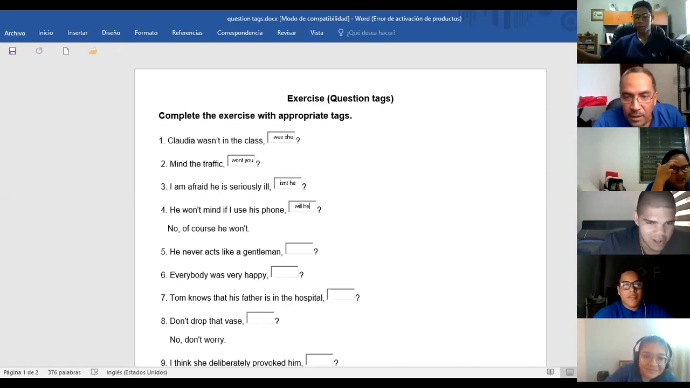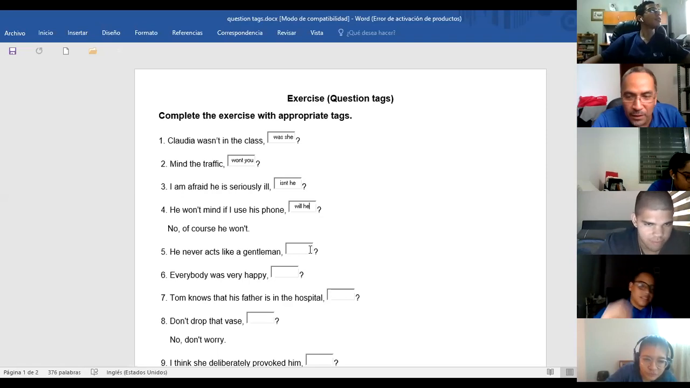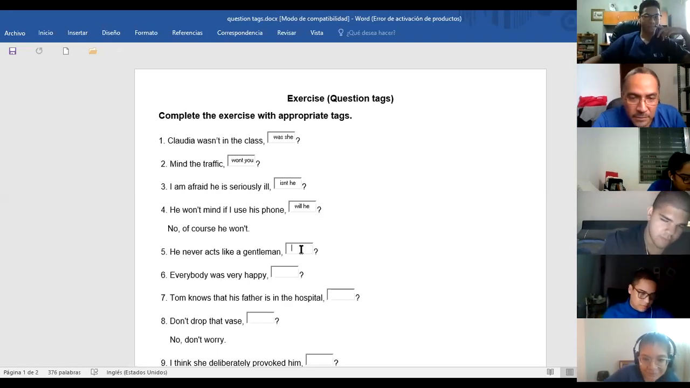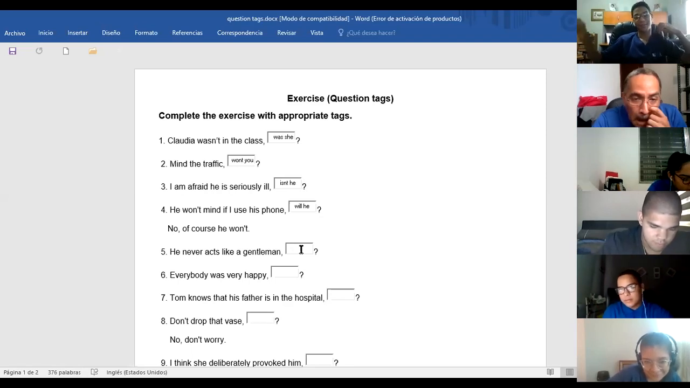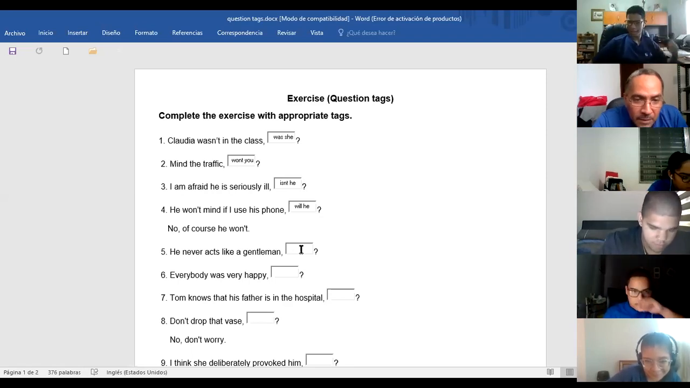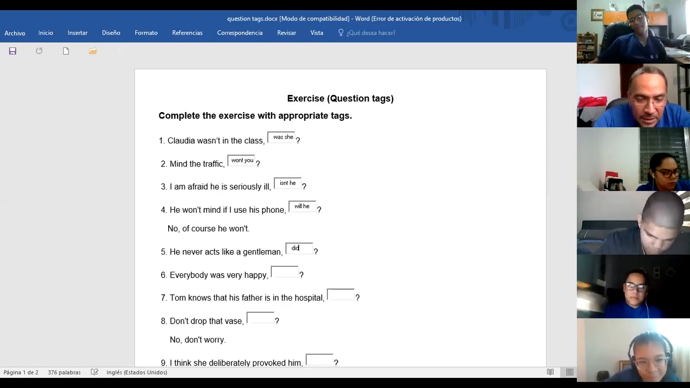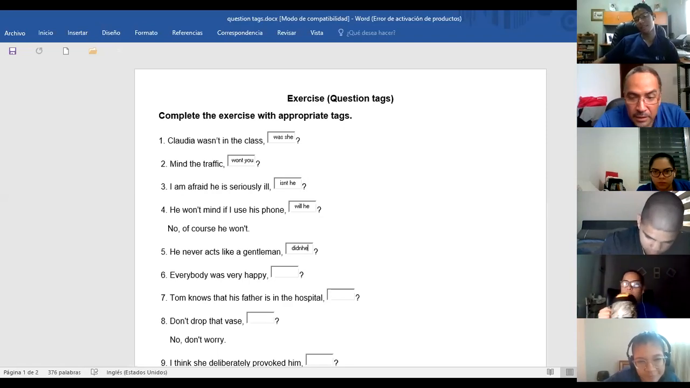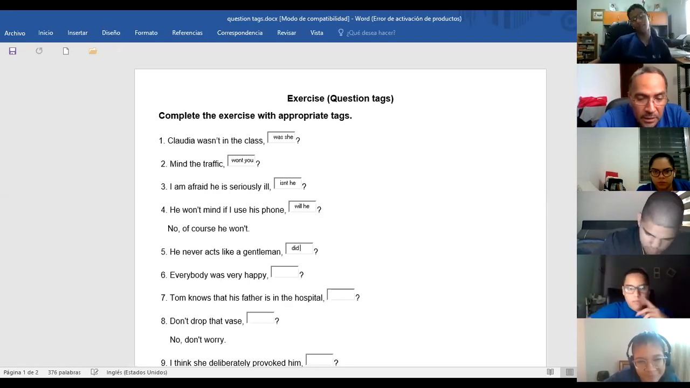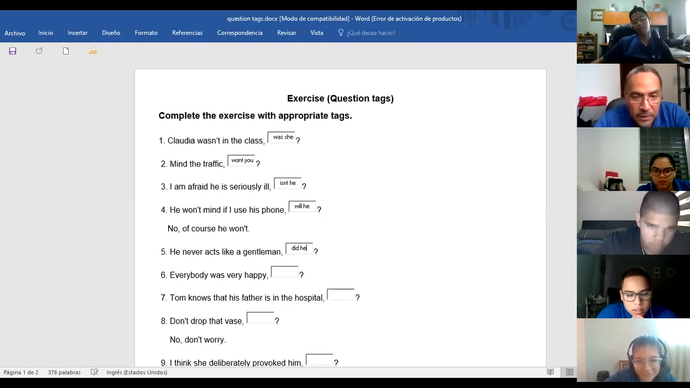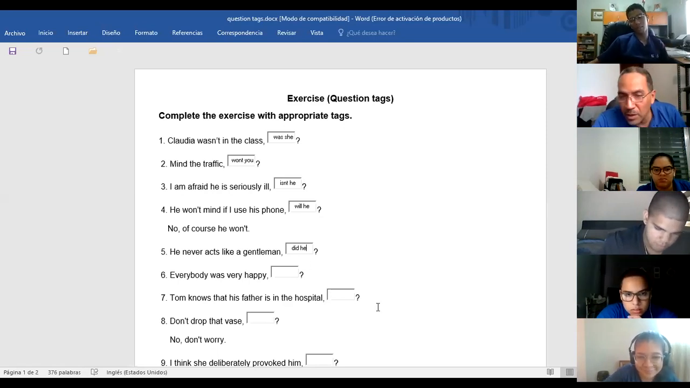Okay, now, Daniela Pimentel, what about number 5? He never acts like a gentleman. Did he? He never acts like a gentleman. It says, did he? Did he? Sí. Exacto.